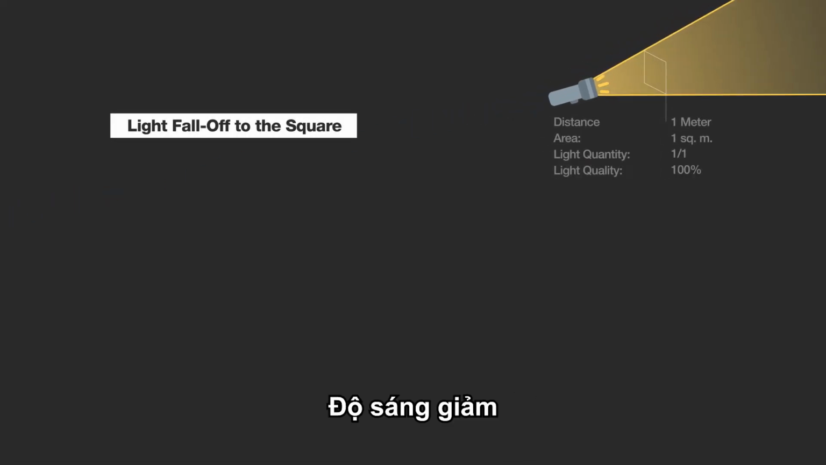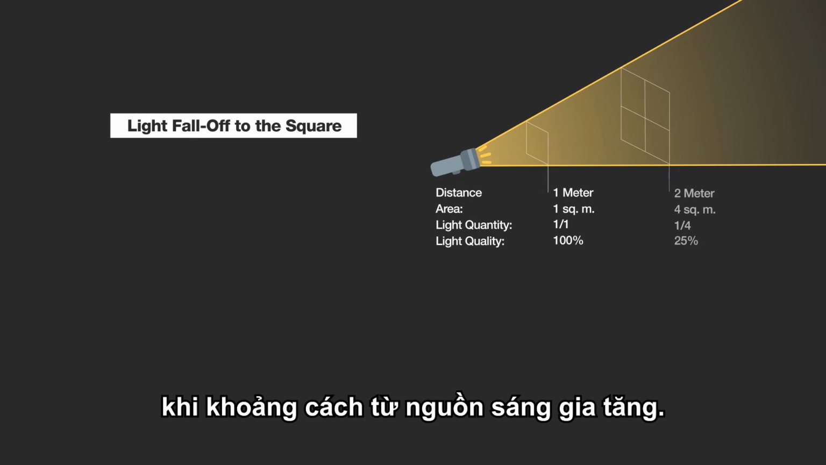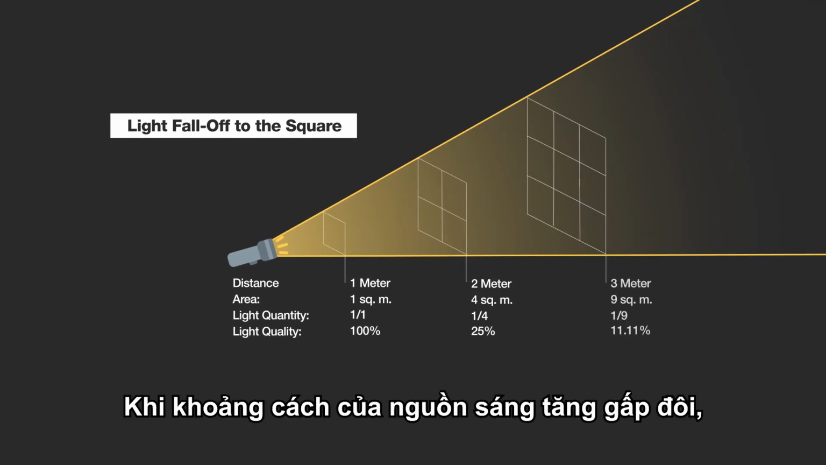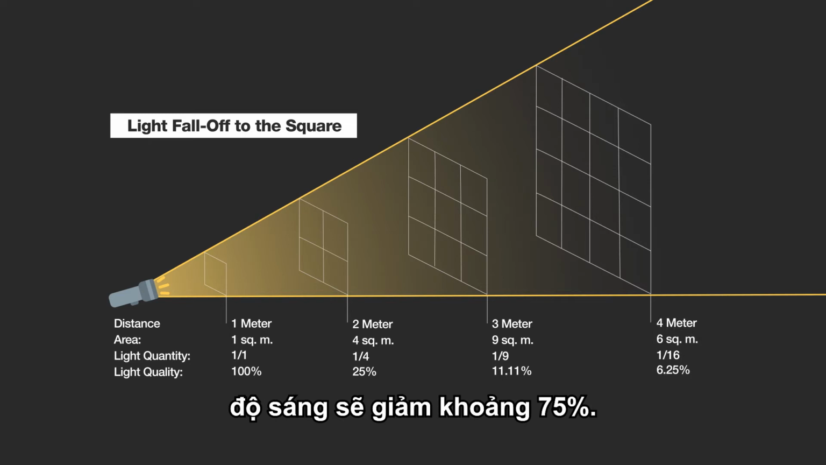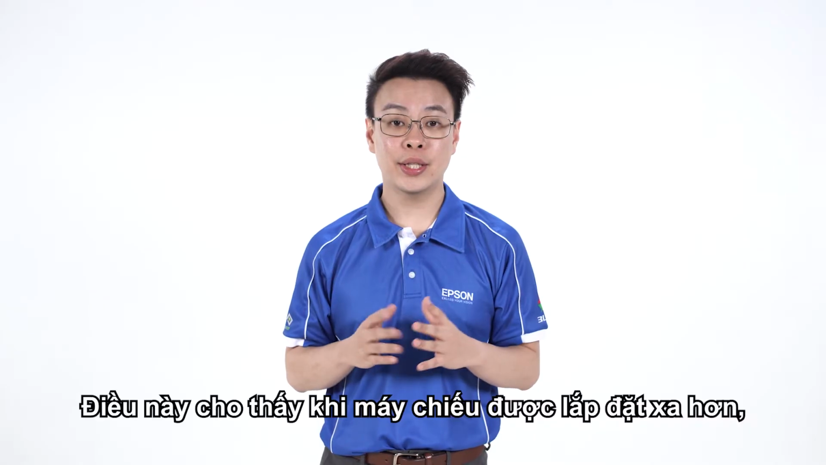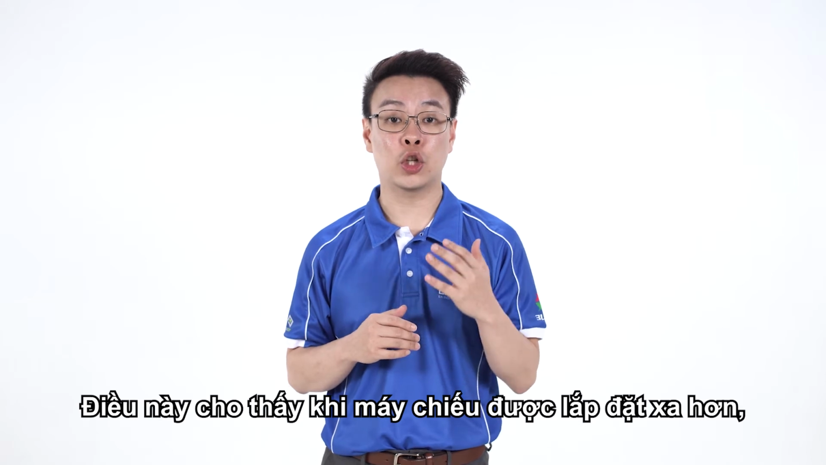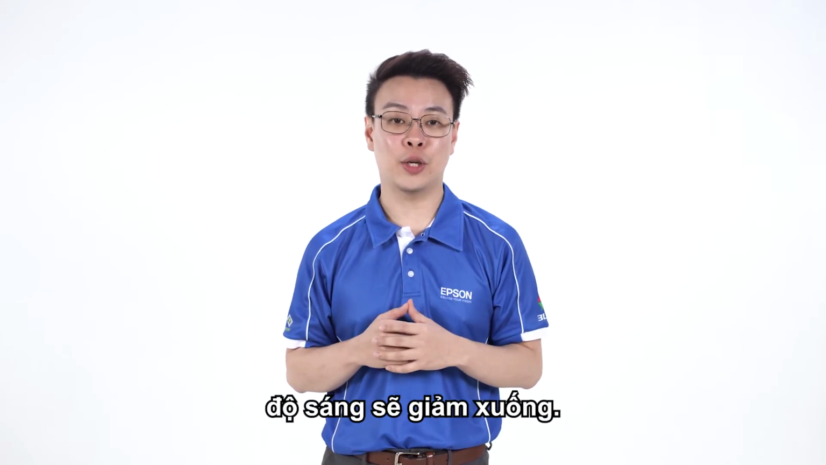Illumination of light decreases when distance from a light source is increased. When you double the distance of a light source, the perceived illumination decreases by about 75%. This is evident when a projector is installed further away, the brightness will be reduced.